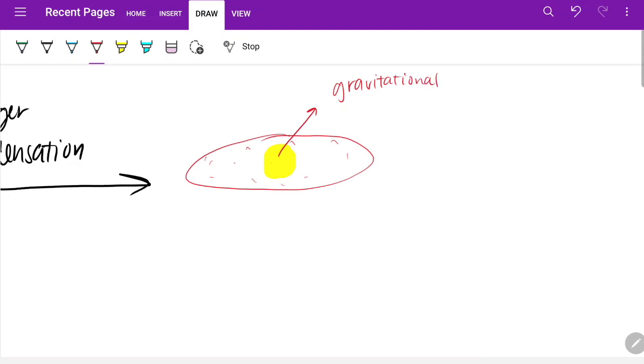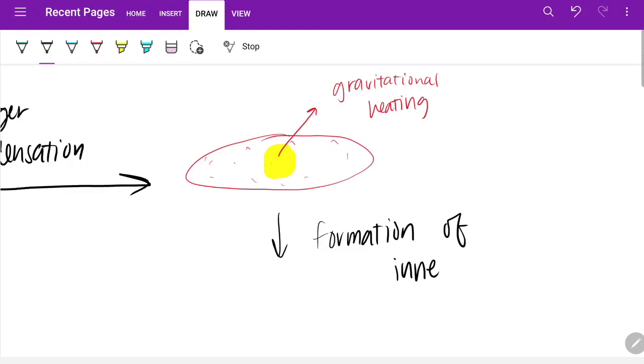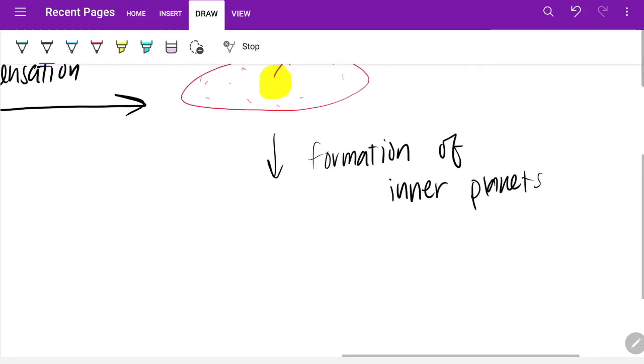But over the next few million years, this process started to slow down a bit, and temperatures, at least in the areas closest to the sun, started to cool down again. And this kind of leads us to the formation of our inner planets. The inner planets are the 4 planets that are closest to the sun: Mercury, Venus, Earth, and Mars.